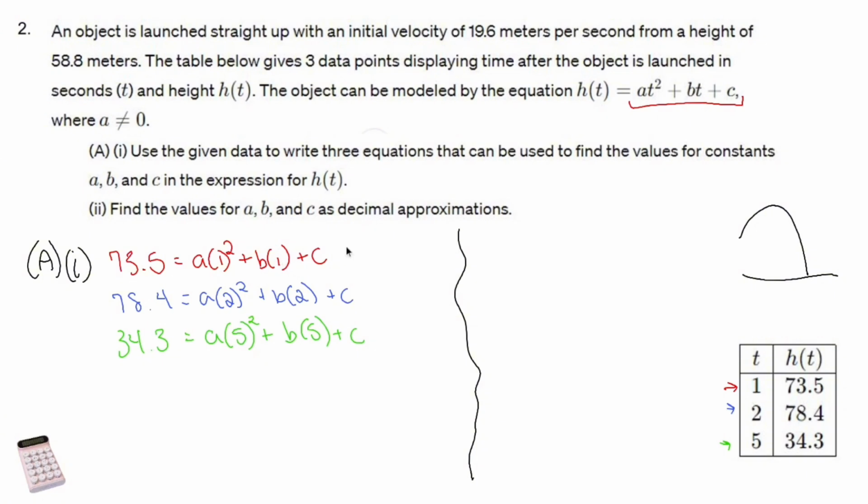3 equations, 1, 2, 3. Check, check, and check, baby. Now let's do the double I. Find the values for A, B, and C as decimal approximations. Well, we know that this is a calculator problem, so what I can do is run to my calculator and use quadratic regression. Okay, so let's run over there and do just that.